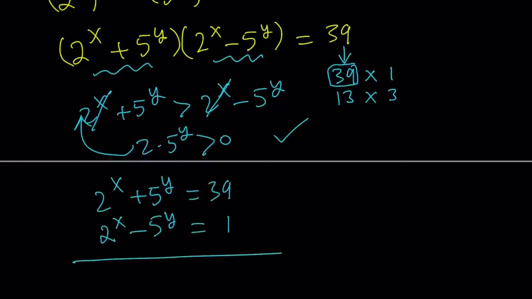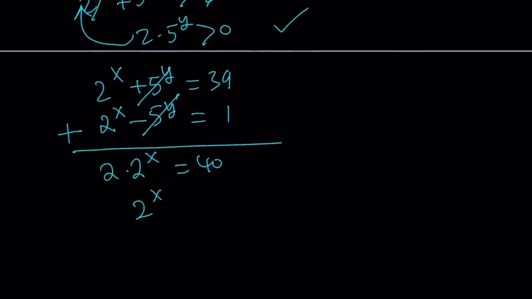To solve the system, it's very easy. You can just eliminate 5 to the y, and this gives you 2 times 2 to the power x equals 40 and 2 to the power x equals 20. We can find the x value using logs or ln or whatever, but it's not going to be an integer because 2 to the power x is 20, which is greater than 16, which is 2 to the 4th, and less than 32, which is 2 to the 5th. So x is between 4 and 5.